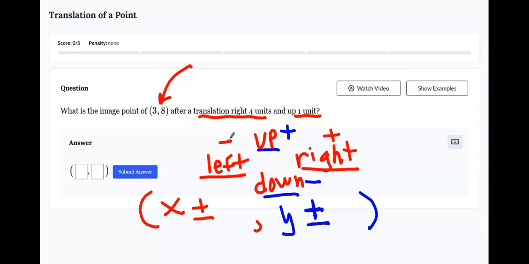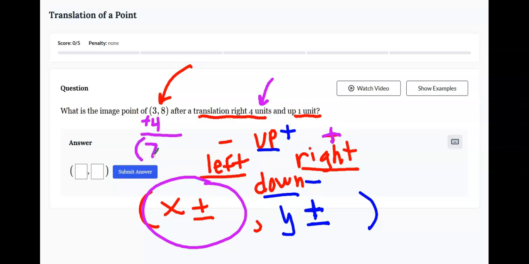So let's take a look at what we're being asked to do. We're being asked to translate 4 units to the right. Well, when you move right or left, that's a change to the x-coordinate. Since we're moving right, we are going to add. So to our x-coordinate, we are going to add 4. That gives us a new x-coordinate of 7.